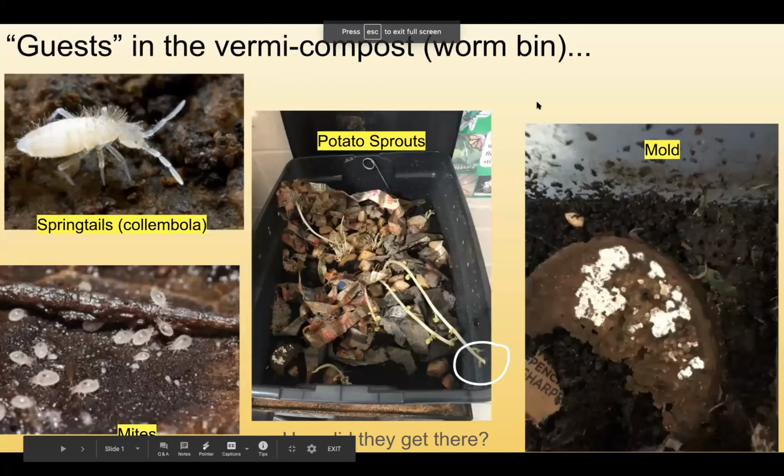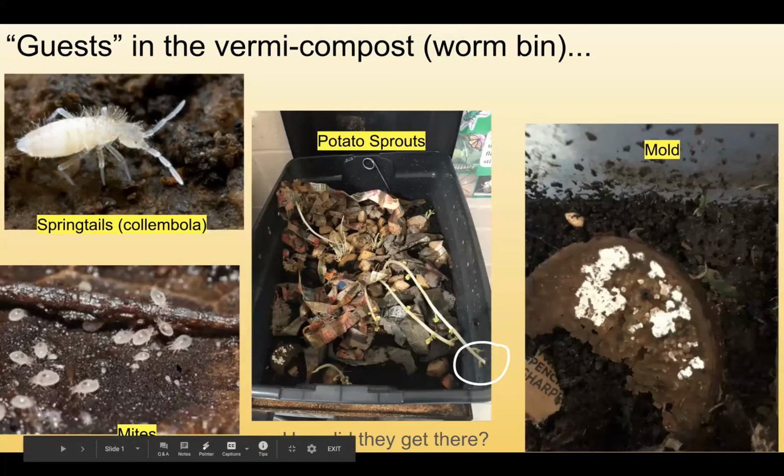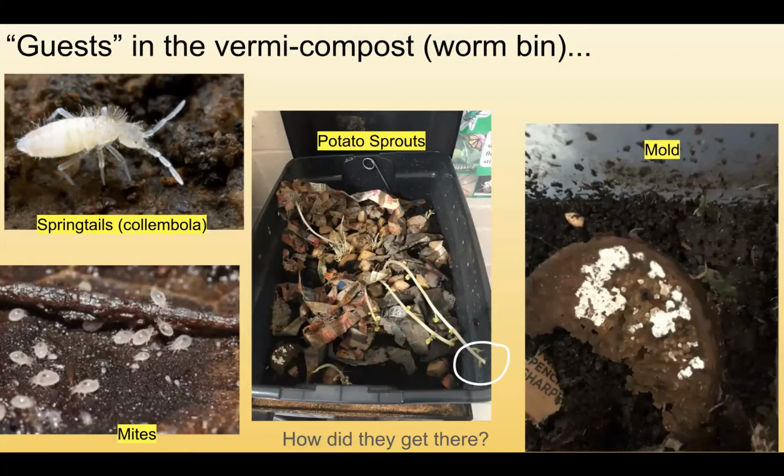And some guests that came inside of my worm bin, so I didn't put these things there. They just happened to find their way inside my worm bin. Some springtails, these super cute little insects. They're white and they're so tiny. And then these mites on the bottom. There's probably thousands of these super tiny mites inside my worm bin. Now I didn't put them there, but they're actually good to have in the worm bin because they help to break down all that stuff that I throw in there.